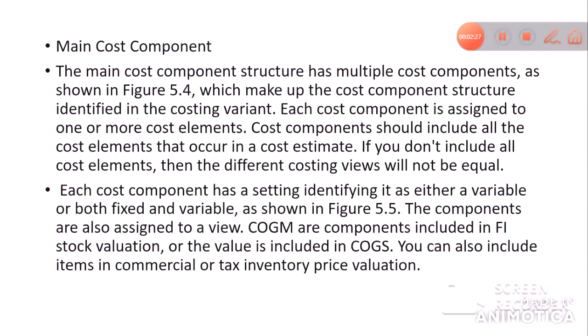Main cost component. The main cost component structure has multiple cost components as shown in the figure, which make up the cost component structure identified in the costing variant. Each cost component is assigned to one or more cost elements. Cost component should include all the cost elements that occur in a cost estimate. If you don't include all cost elements, then the different costing views will not be equal.